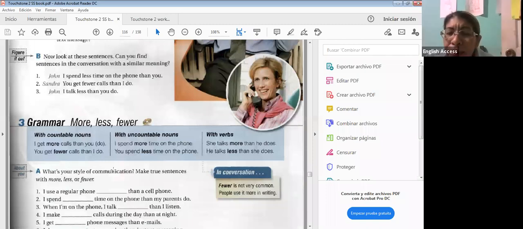Okay, pay attention. Here we have a little box. It says in conversation. According to this, fewer is not very common. People use it more in writing. Okay, so that is a little note. Remember, it's more common in writing, or written English. I think I have some exercises. Let me look for them.